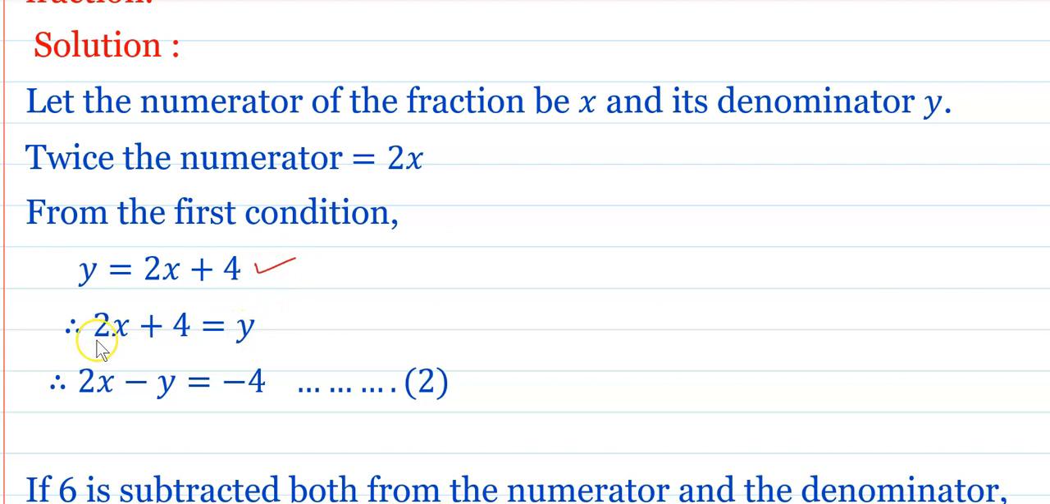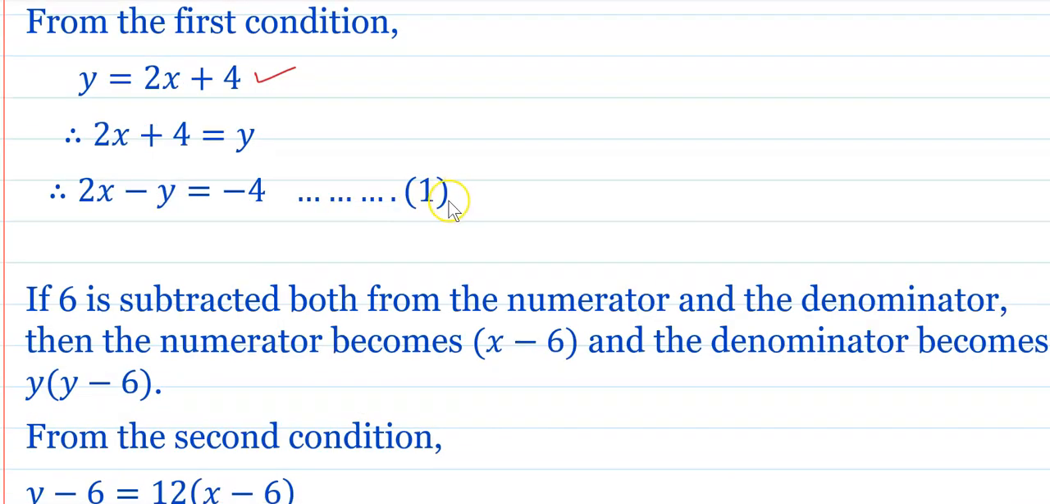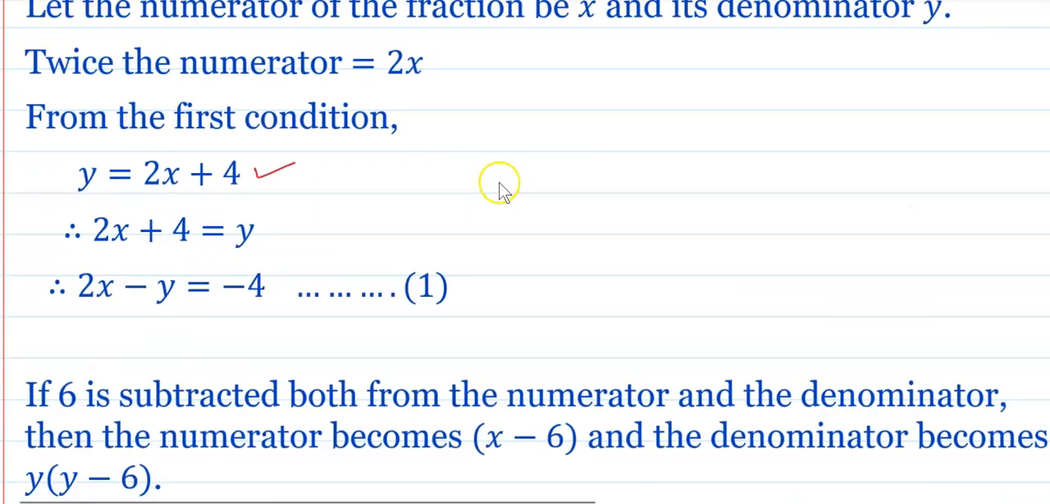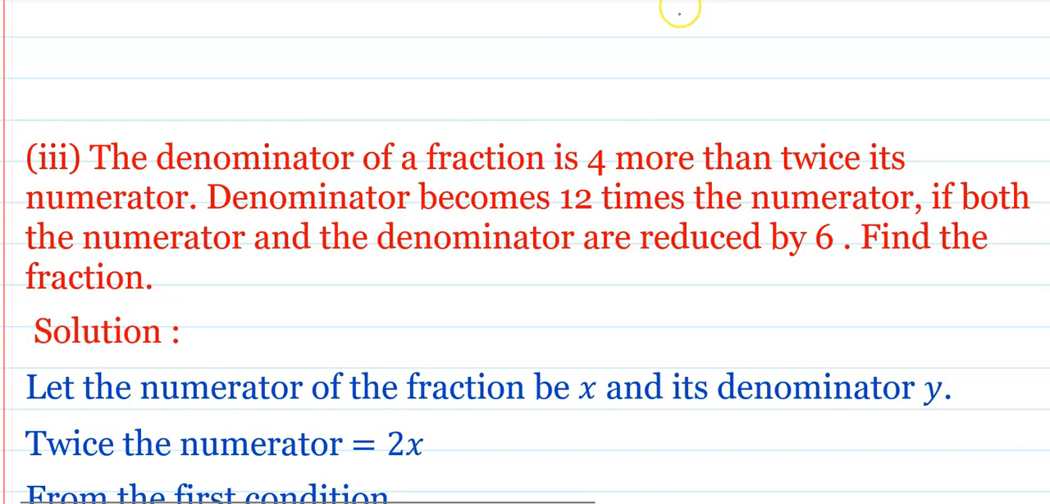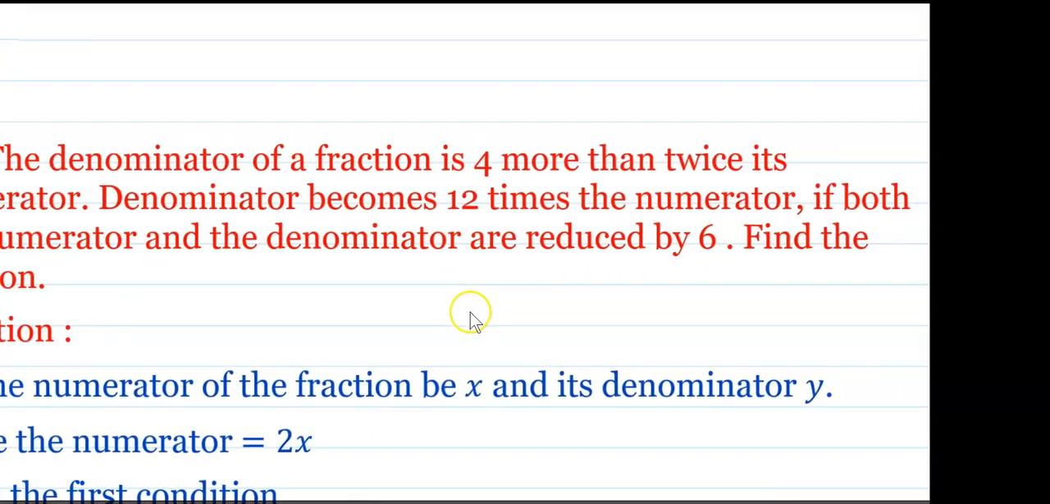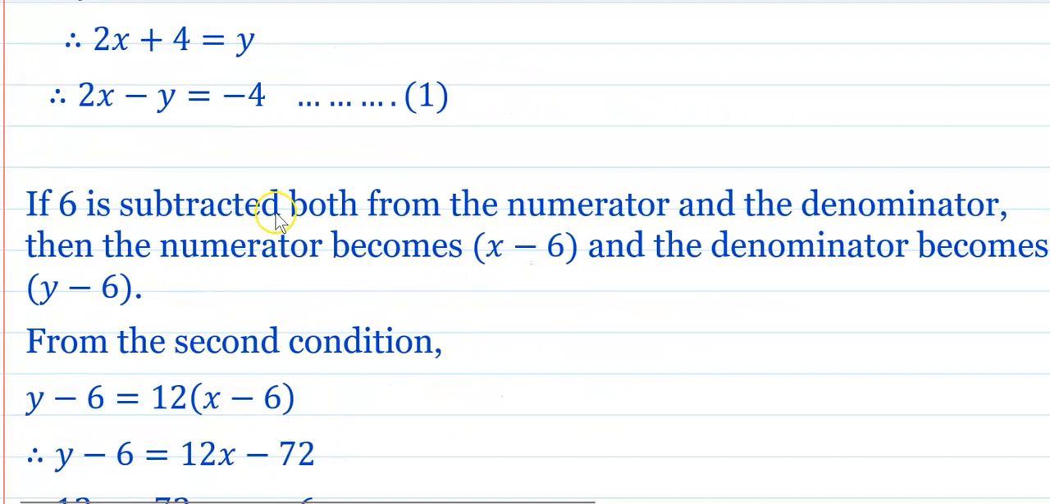The equation can be written as 2x minus y is equal to minus 4. Okay, this is the first equation. What about the second condition? The second condition is the denominator becomes 12 times the numerator if both numerator and denominator are reduced by 6. Now you see this. If 6 is subtracted both from the numerator and the denominator, then the numerator becomes x minus 6 and the denominator becomes y minus 6.